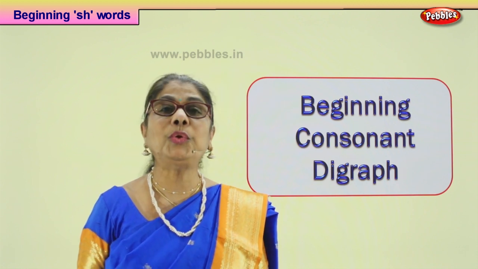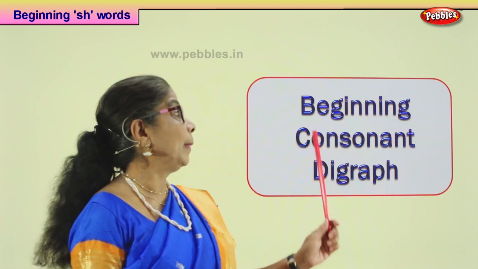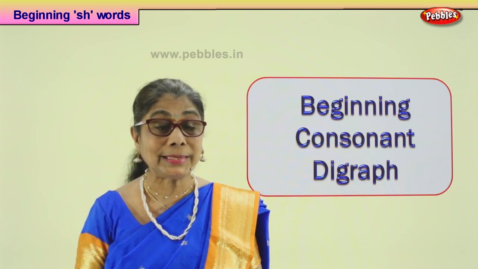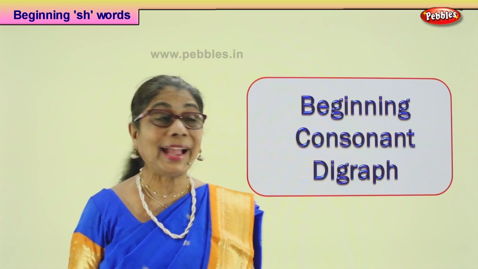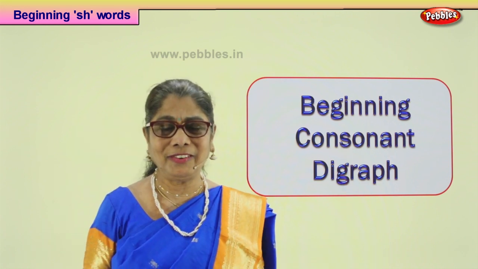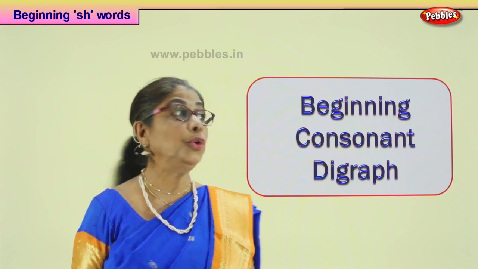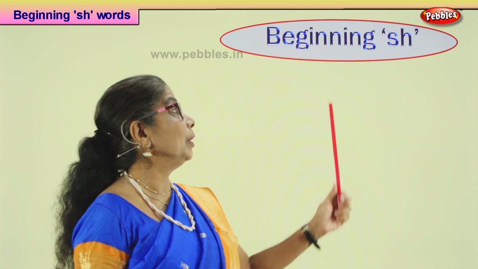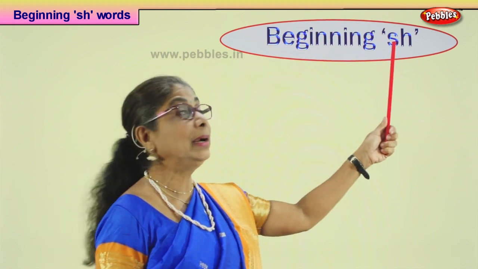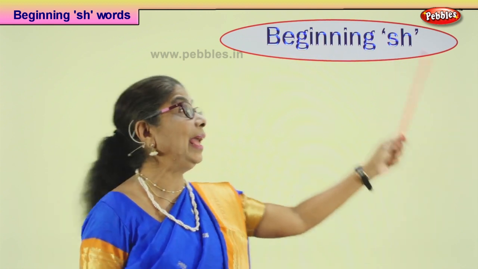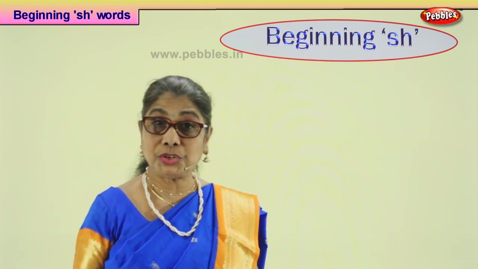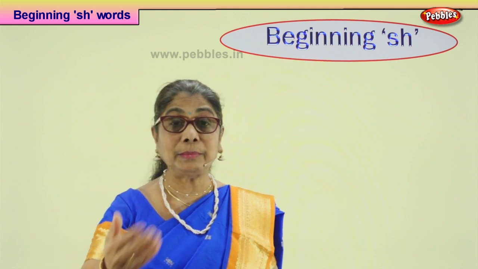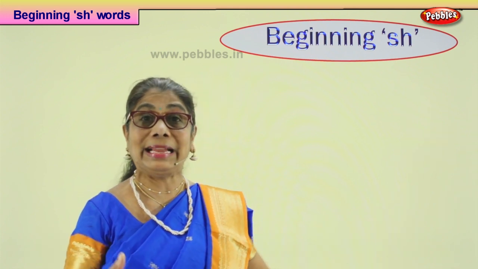Hi children, today we are going to do beginning consonant digraph. We'll do some words in that. Now, there are some words we are going to look at in beginning consonant digraph, words beginning with S, H together. S and H. It comes in the beginning. So we call that a digraph.